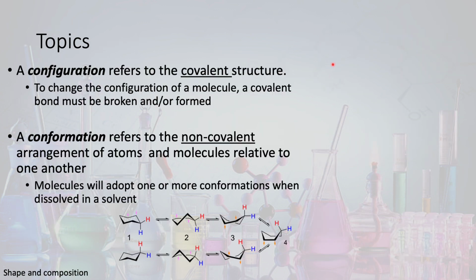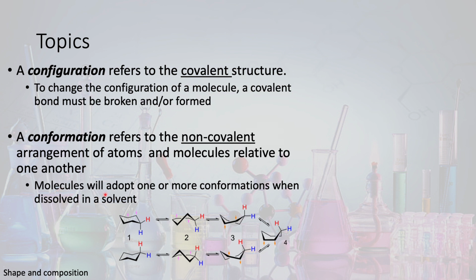So a note here about some nomenclature. Just to differentiate between configuration and conformation, right? A configuration refers to the covalent structure. To change the configuration of a molecule, a covalent bond must be broken and or formed. So we can think about this as the linear sequence of amino acids that are all covalently bonded together. Whereas a conformation refers to the non-covalent arrangement of atoms and molecules relative to one another.